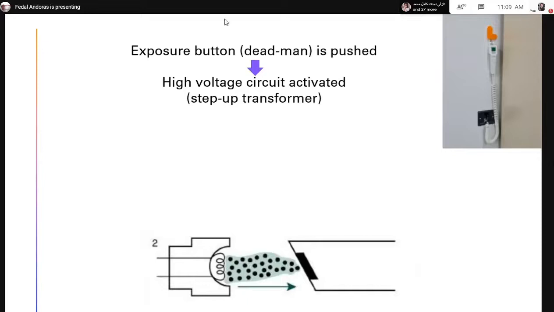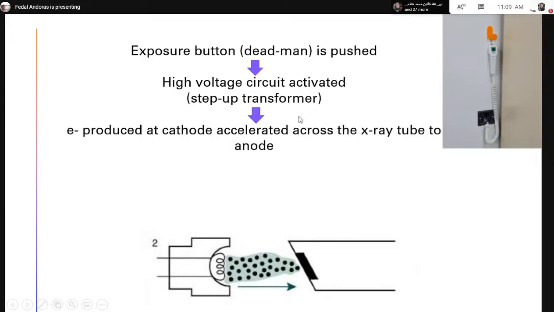So the heating will start the electron cloud. When you push the exposure button, the high voltage circuit is activated, so the step-up transformers start to work. What will happen? The electron cloud, so the electrons produced at the cathode, are accelerated across the X-ray tube to the anode.